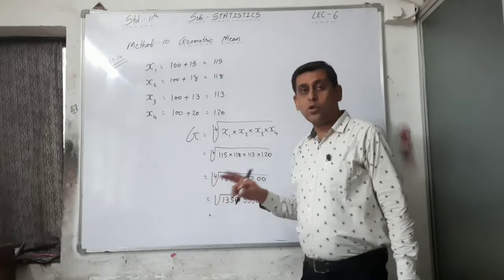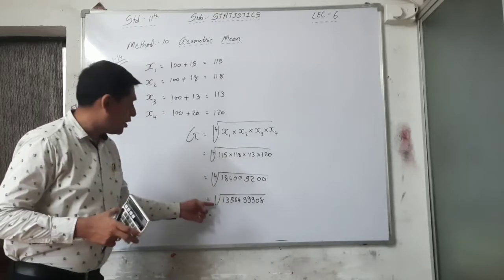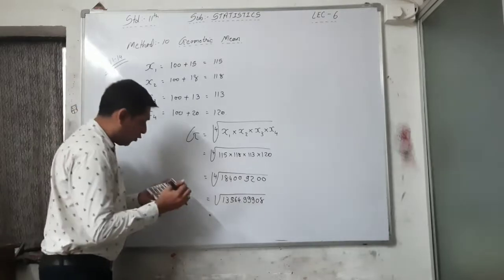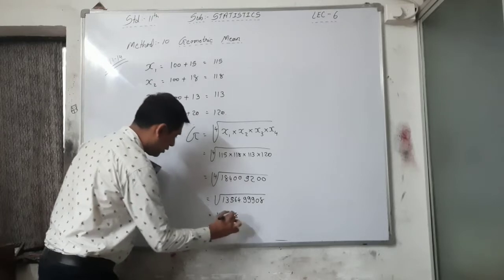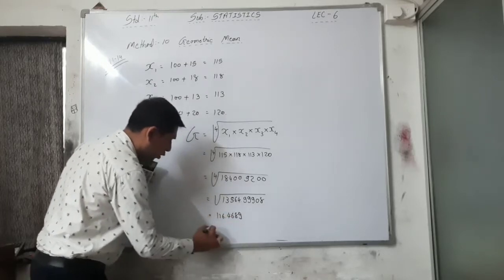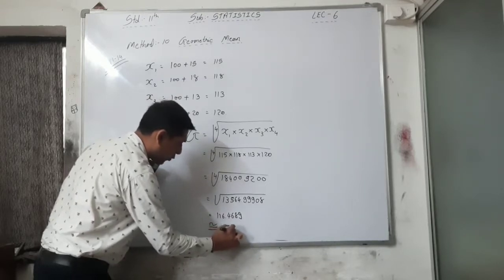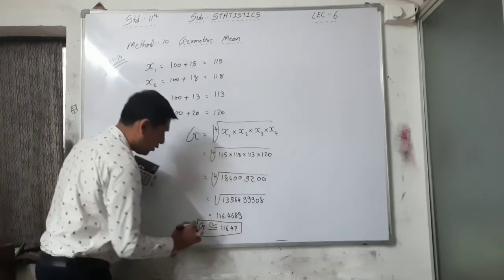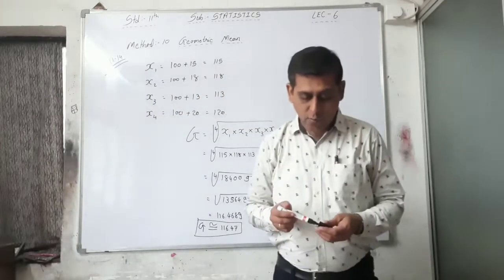In the 4th root, you have to calculate the root 2 times. The first root is this, and only one root is remaining now. So again the root is 116.4689. So your ultimate answer, or you can say approximate answer, is 116.47. Your geometric mean is equal to 116.47. Okay, and one line you have to write.